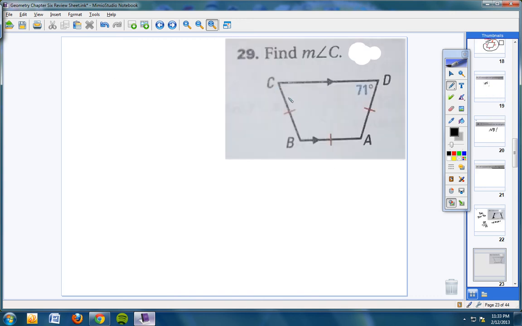Okay, moving on to number 29. Find the measure of angle C. Now, would you please watch this and listen to me, guys? Do you see this congruency symbol here? Do you see your parallel sides? CD and BA are your what? Bases, because they are your parallel sides, okay? Look at your legs. Your legs are BC and AD. Do you see how they're marked congruent? Guys, they're marked congruent, and that means you have a special trapezoid.